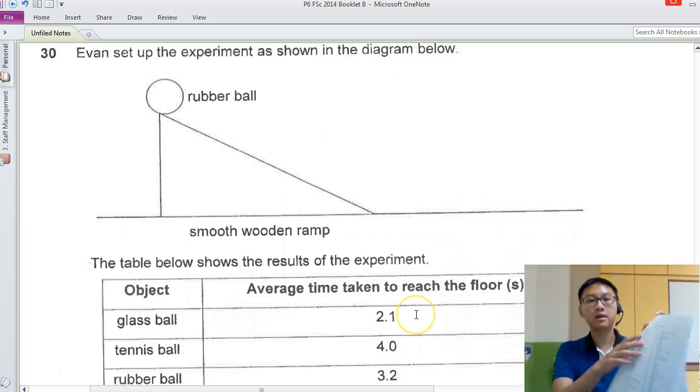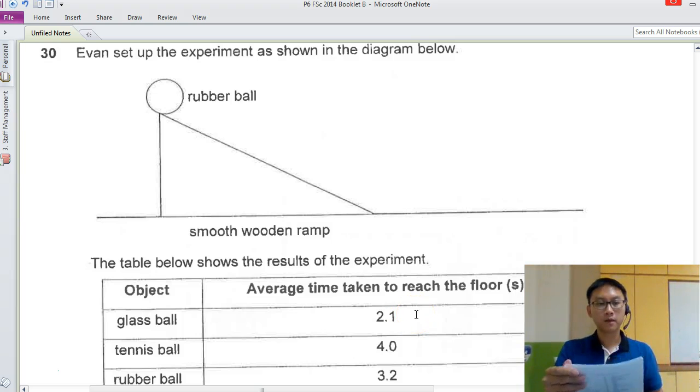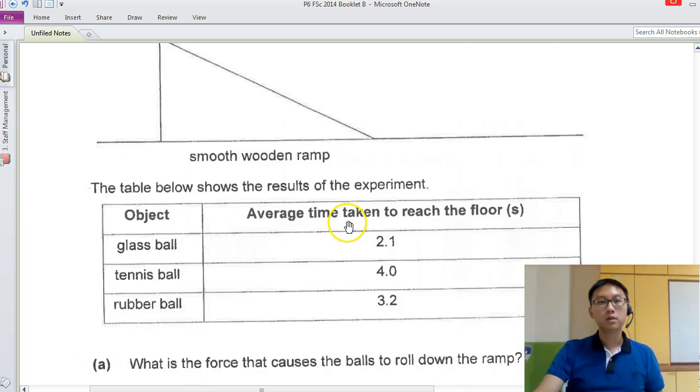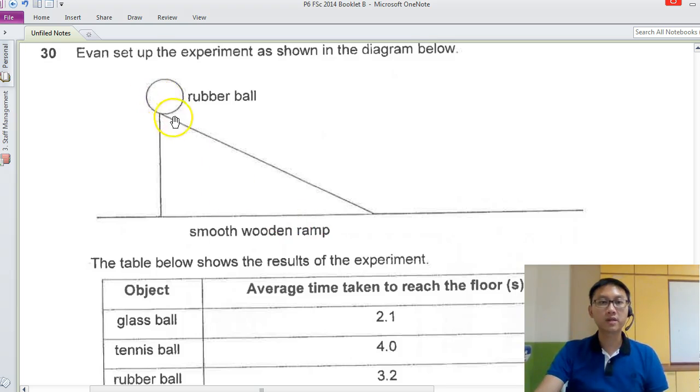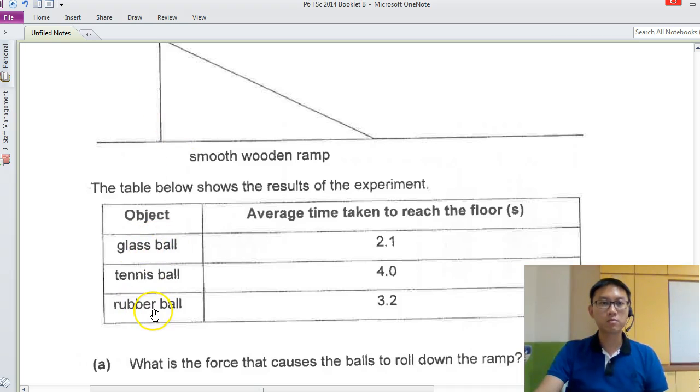Right, finally, last question. Let's take a look. Evan set up the experiment as shown in the diagram below. I have this rubber ball here, and this smooth wooden ramp. It will go down. The table below shows the results of the experiment. He used different types of balls. I've got my rubber ball initially, then it changed to a tennis ball, then a glass ball. The average time taken to reach the floor is different for each of them.